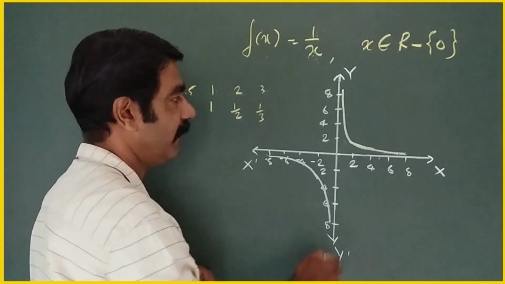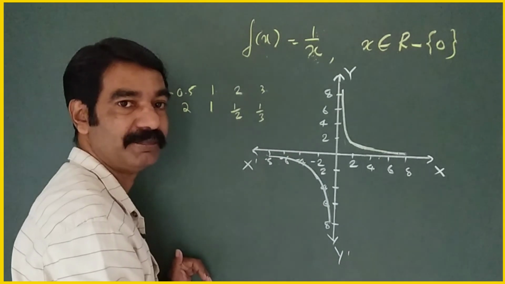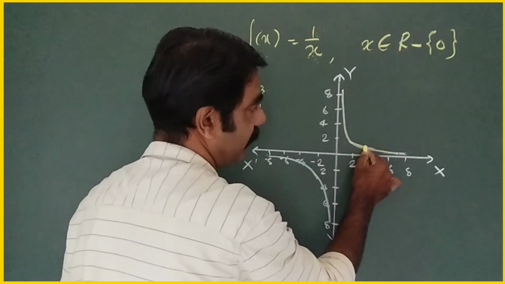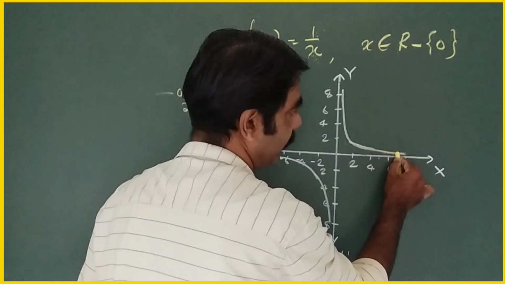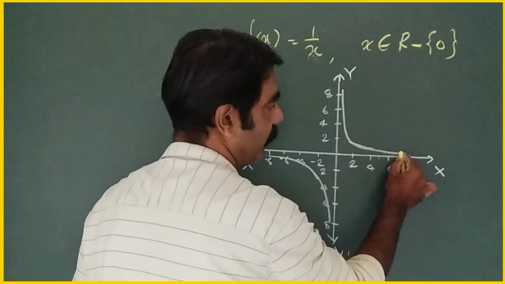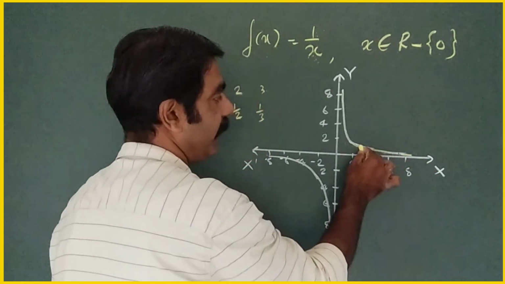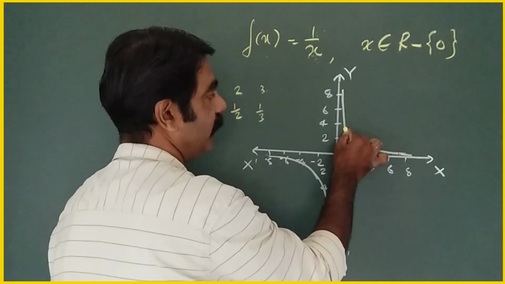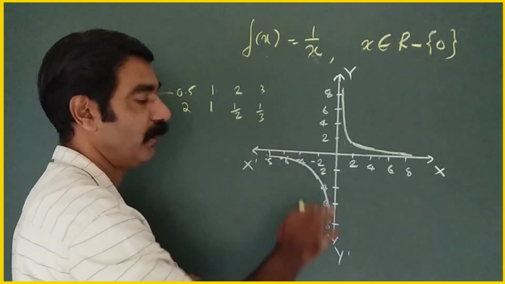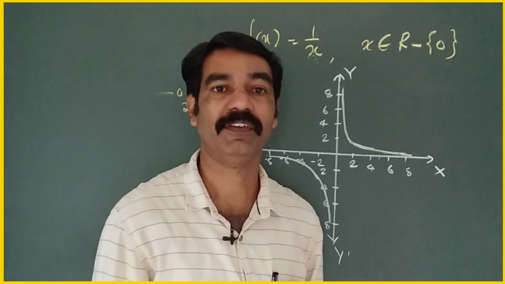Remember that for any value of x, the y is never 0. So the graph is coming like this. Look at this, it does not touch the x axis, but comes very close. As the value of x increases, the graph comes closer to the x axis. And as the value of x decreases, it comes closer to the y axis.